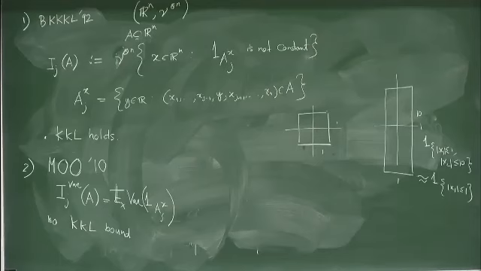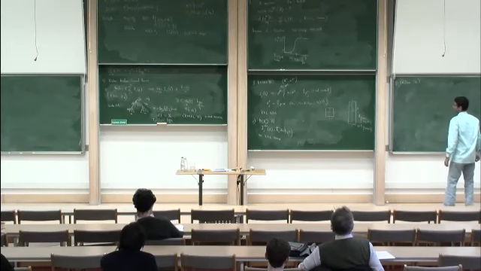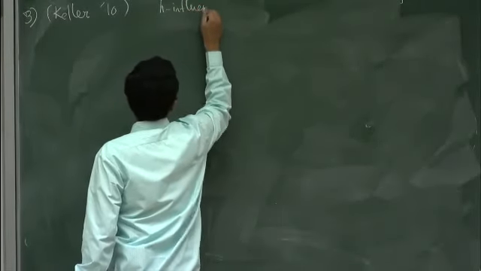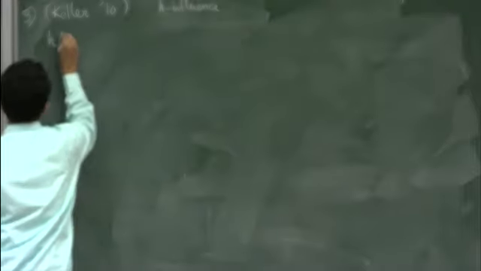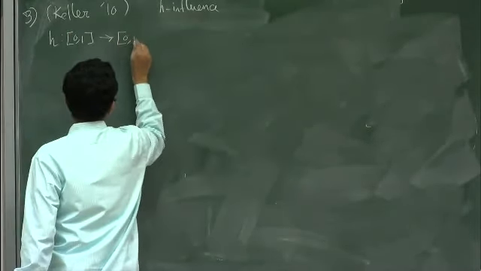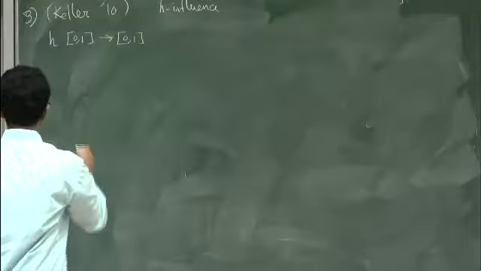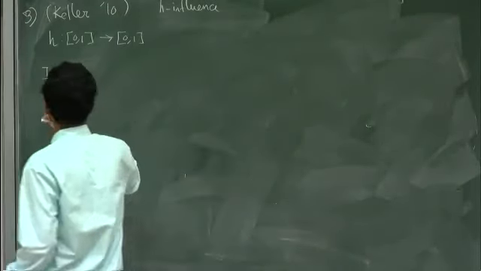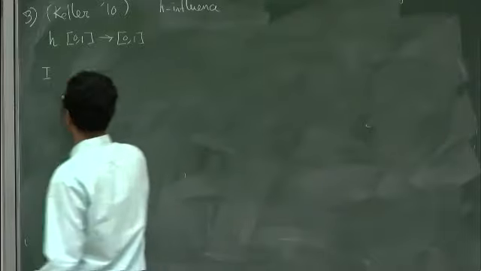Now Keller, in 2010, also introduced some other definition of influence, which he called H-influence. Suppose H is any measurable function from [0,1] to [0,1]. Now, can you write larger? Sure. So H is any function from [0,1] to [0,1].